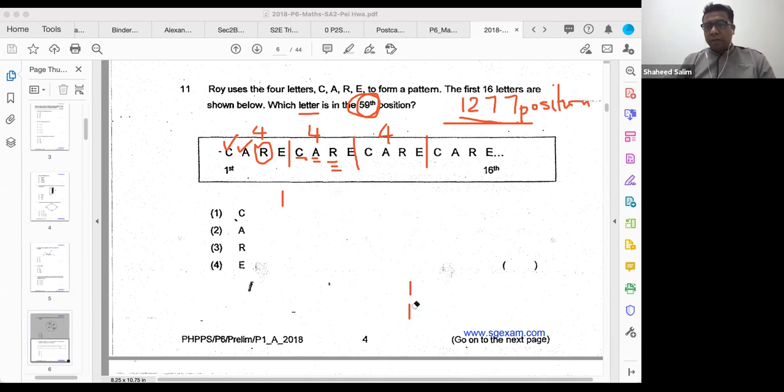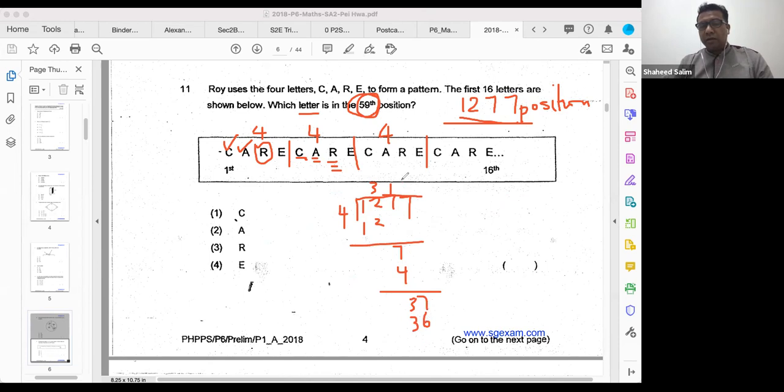Okay, this will be like that. Smarter way. You're not going to write down 1277 positions again. So you 1277, you divide by 4. Come on. What do you get? I think you get 3, 12. Bring down 7, 4, 1. Minus, get 37. 36 is 9. Remainder is 1. It is C. Letter C.